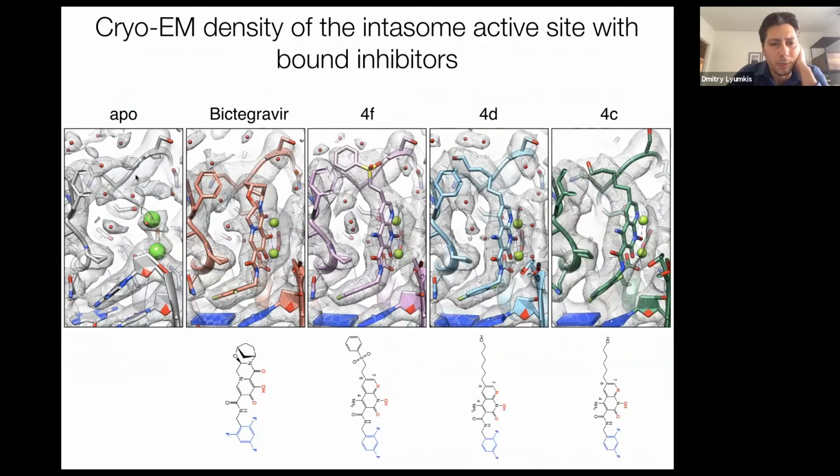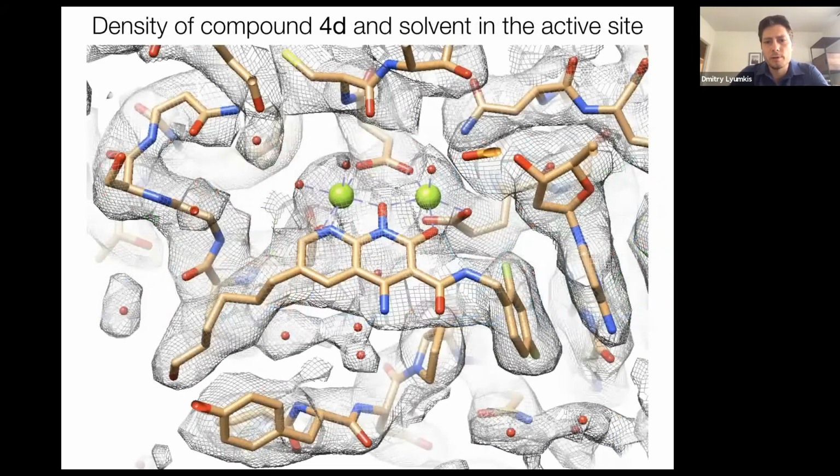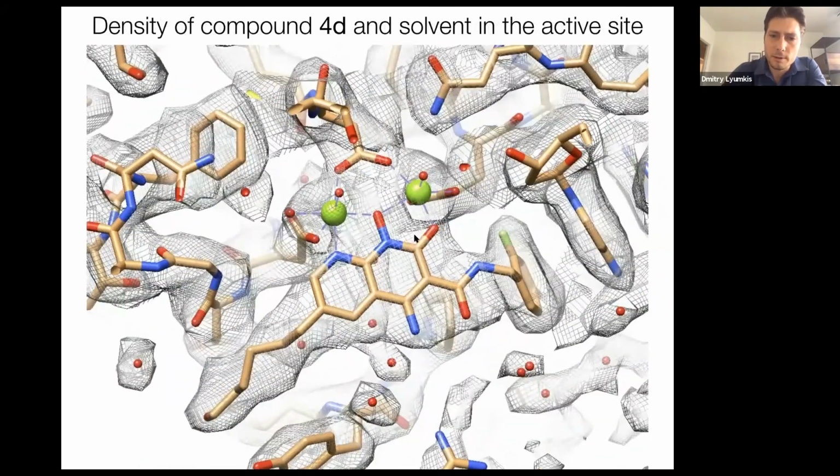So in the active site, here I'm displaying 5 maps: the apo form, and then the 4 compounds bound, bictegravir as well as the developmental compounds. We could clearly resolve the metal ions. These are calcium ions in the case of the apo form, and otherwise magnesium ions in the case of the drug-bound forms.